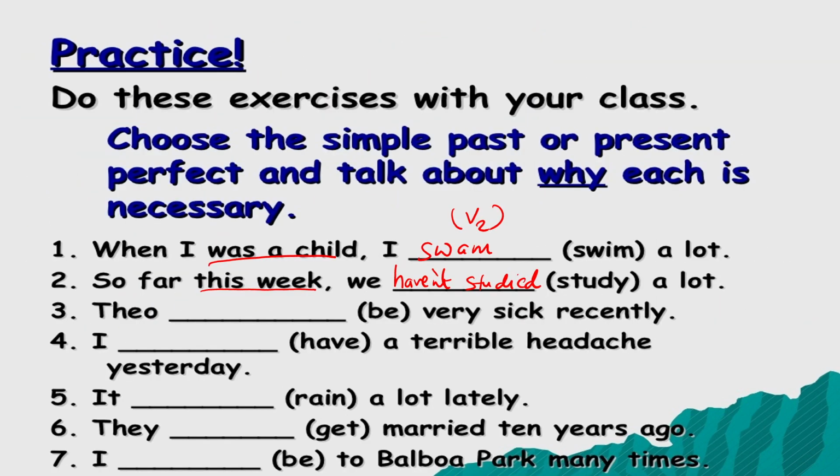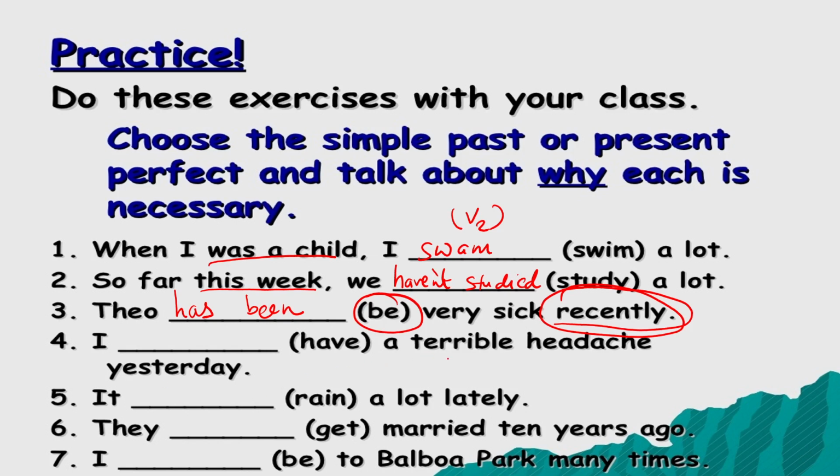Now, Theo very sick recently. Here, see here, recently. Now again remember, we had discussed that when we use the word recently, yes or not, ever, never, which tense we use? Of course, we use present perfect. Theo means singular, so first we use auxiliary has, and then what is the past participle form of be? Of course, been. Verb 3 form of be is been. Theo has been very sick recently.